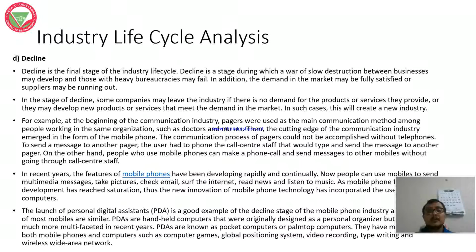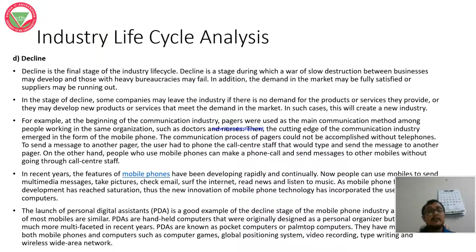Thus, the cutting edge of the communication industry emerged in the form of mobile phone. Gradually, it transformed into mobile phones. The communication process of pagers could not be accomplished without telephones. To send a message to another pager, the user had to phone the call center staff that would type and send the message to another pager. See, the technology that the pager was using, if I want to page someone, I want to call the customer care and give them the message. They will be typing and sending to the person who is having another pager.